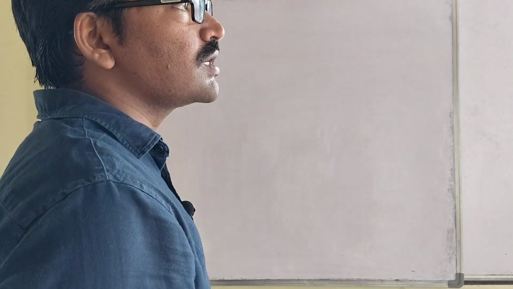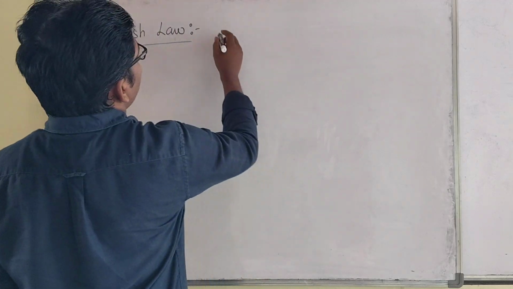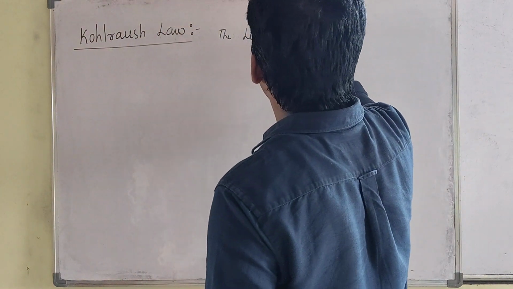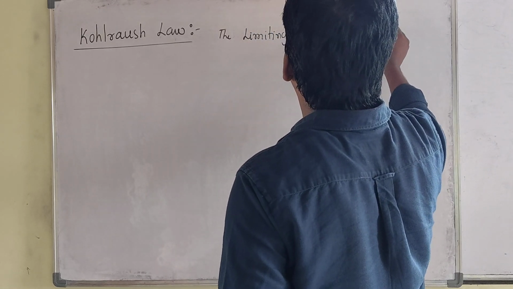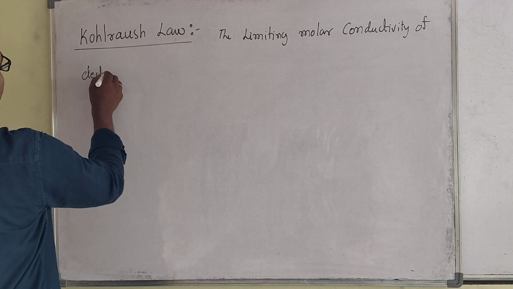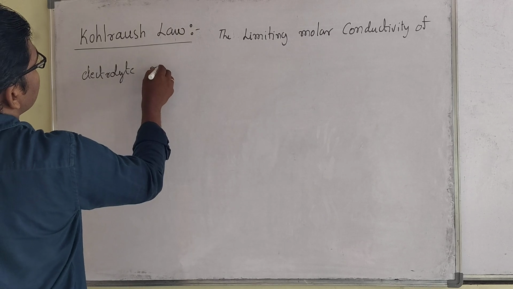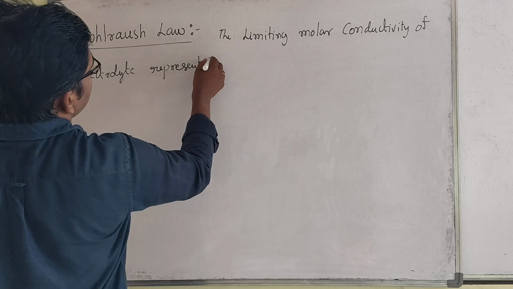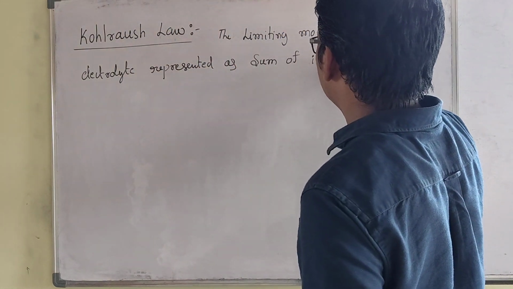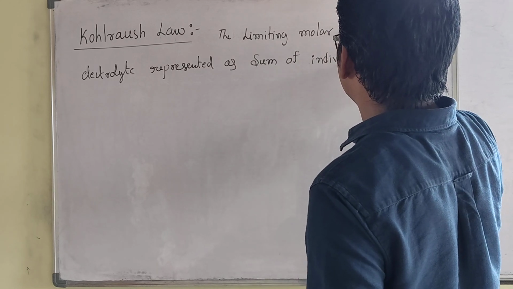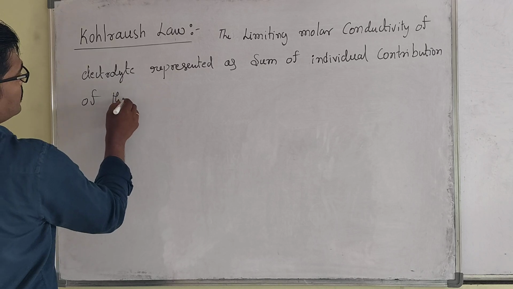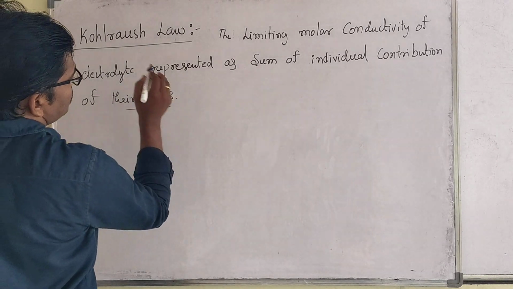So what is the Kohlrausch law? It states that the limiting molar conductivity of an electrolyte can be represented as the sum of individual contributions of their ions. So this is Kohlrausch law.